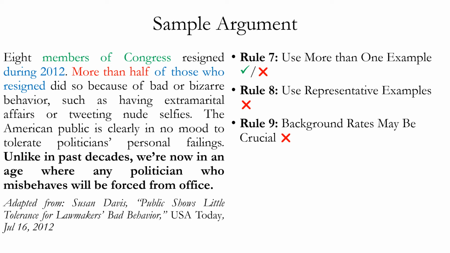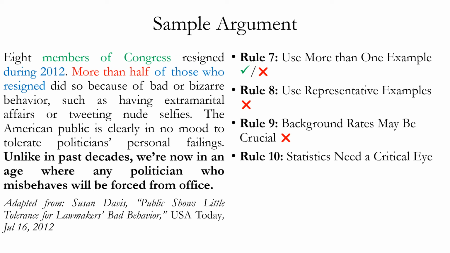Additionally, if we look at "more than half of those who resigned," this is a crucial clue to another hidden background rate. This is giving examples of politicians who were forced to resign, but the generalization is about all politicians misbehaving in any way. What about all the politicians who misbehaved, but whose misbehavior was never made public? What percentage of the misbehavior was actually made public? What percentage of that public misbehavior forced resignations? We're not given either of those crucial, you could say, hidden background rates, and so this argument also fails for those two reasons.